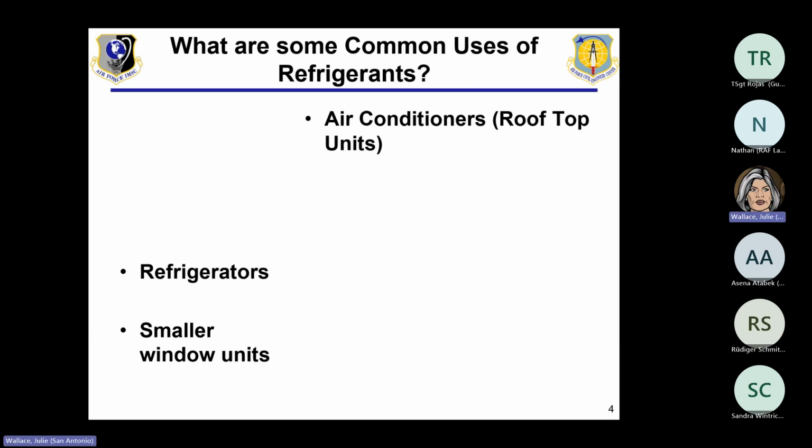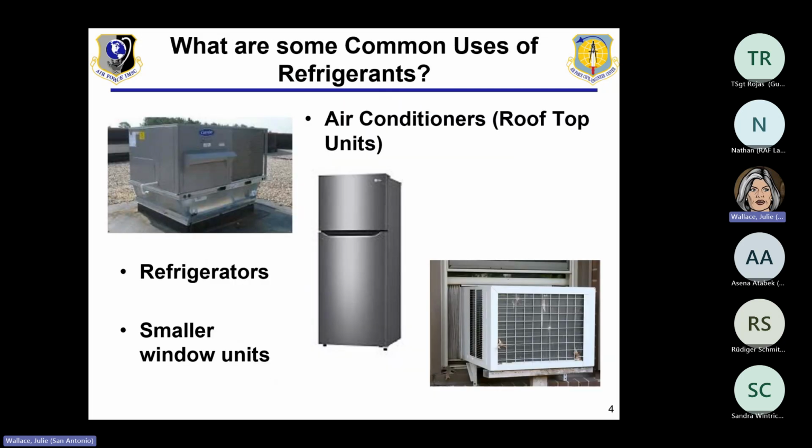What are some common uses of refrigerants? The most common is your air conditioner. So you're going to have your rooftop units. When you're doing an inventory at your installation, make sure that you are looking for things on the rooftop, refrigerators, and even smaller window units. I know some office buildings will end up having smaller window units. All of those need to be accounted for because all of them contain refrigerant. Okay, any questions about what types of units are going to have refrigerant in them or ODCs?